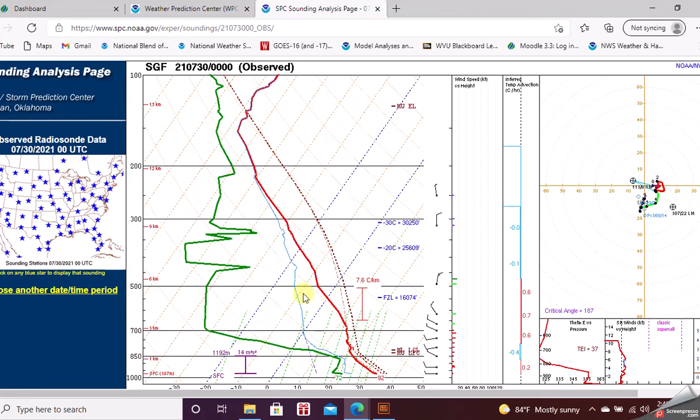So that is going to play a role in air parcels and other things you're going to learn about here in the future.